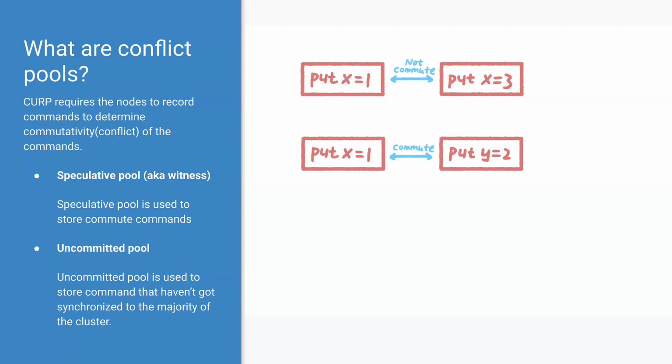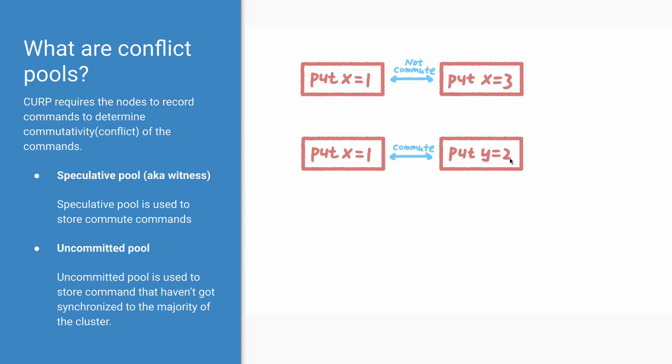So the CURP protocol requires the node to record commands in some data structures, and these data structures are used to determine the commutativity among the commands. And commutativity means that the sequence in which the commands are executed does not affect the final outcome. So we can see that put x1 does not commute with put x3, but it does commute with put y2.